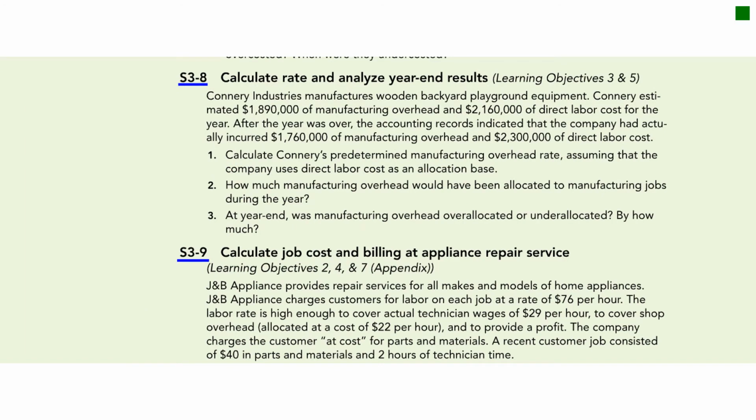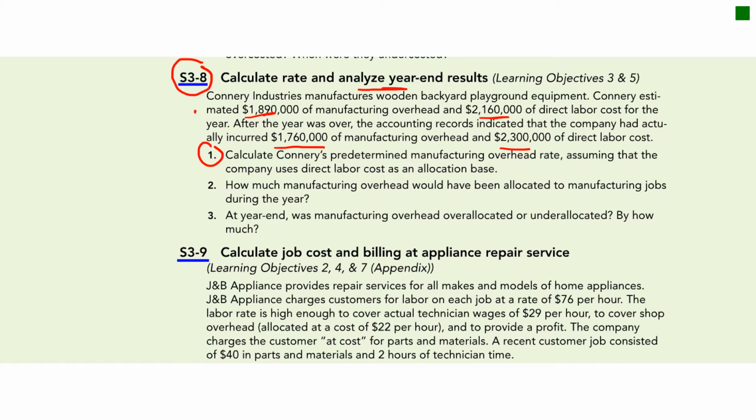Okay, so in this illustration, we're going to be looking at short exercise 3-8, where we're going to look at the overhead rate and then do some analysis for year-end results. This is a company that makes playground equipment. Notice they give you the estimated overhead of $1,890,000 and direct labor cost of $2,160,000. So we probably will need these numbers. After the year was over, the accounting records indicated that the company had actually incurred $1,760,000 of overhead and $2,300,000 of direct labor cost.